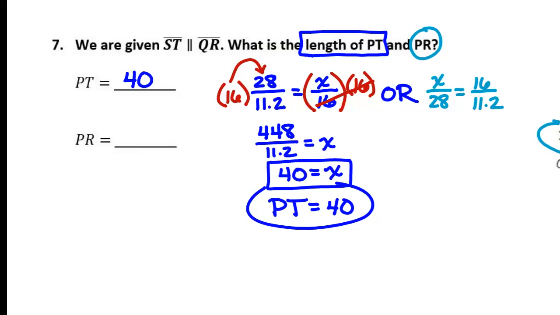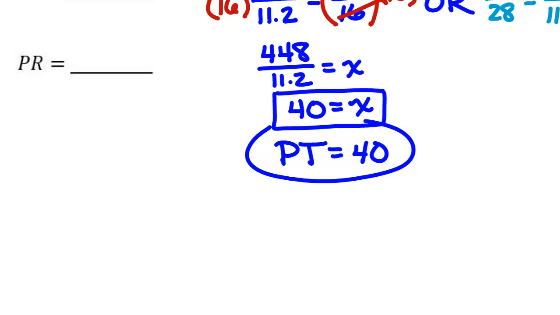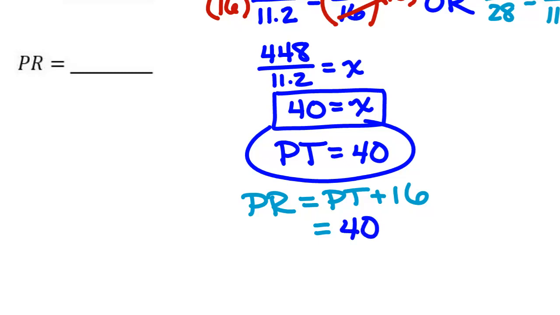Now that I know PT is 40, how can I find PR? We add 16 to it. Yes, PR is PT plus 16. Absolutely correct. 40 plus 16 gives us 56.